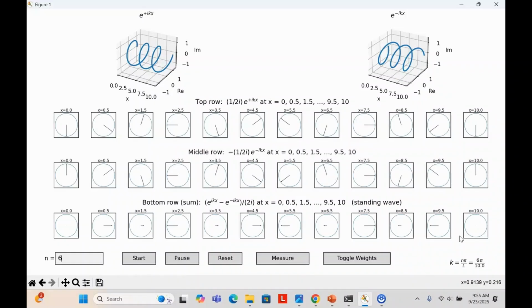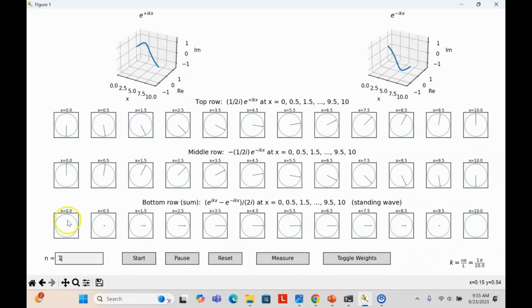Looking at the bottom row, you can see the result of superposition. I'm going to change this to n equals 1. Notice the nodes here and here, where the amplitude is always 0, and the antinode, where the amplitude is the largest. The postulates tell us that the probability density at position x is the squared magnitude of the wave function. For a standing wave, this density is not uniform. It's 0 at the nodes and maximum at the antinodes, where the wave has its biggest amplitude.